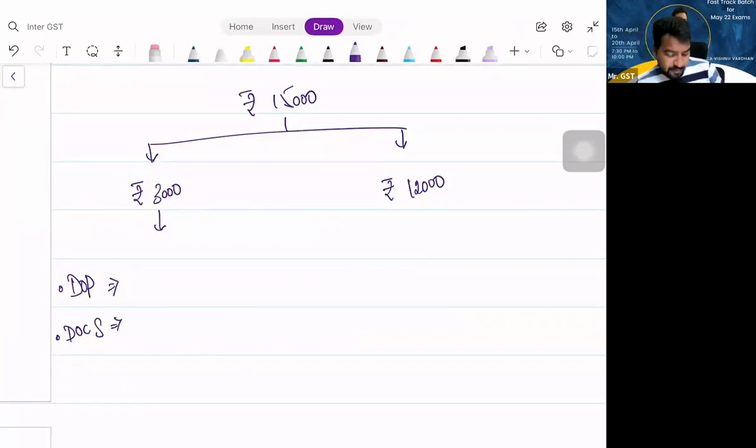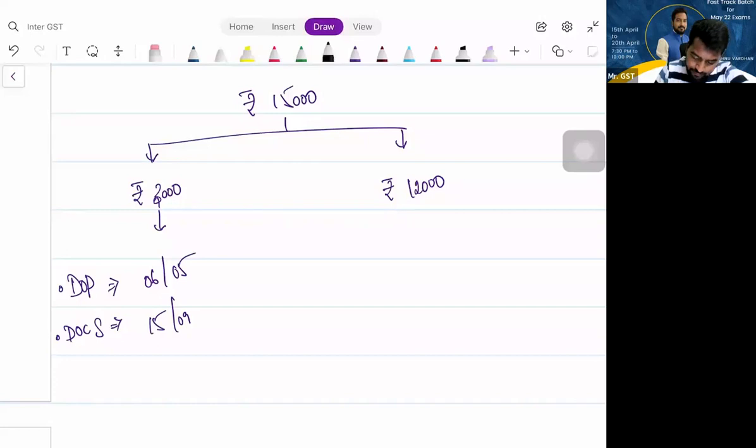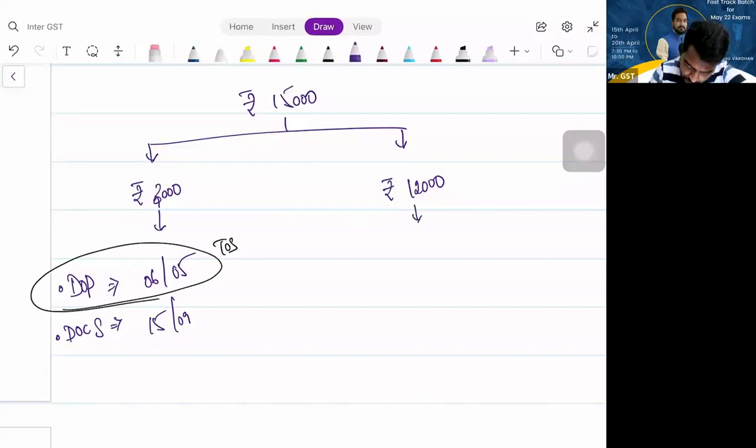Tell me, what is the date of payment for this 3,000? May 6th. Okay, 6th May. What is the date of completion of service? 15th September. So what is earlier? 6th May. So this is the time of supply, correct? Yes, sir.